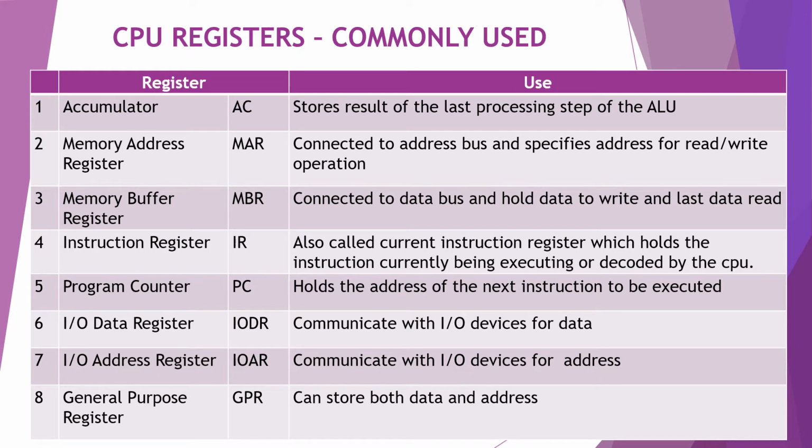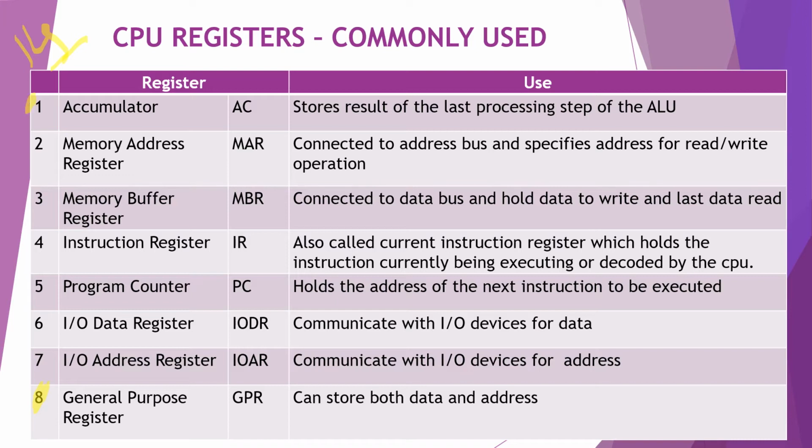So after the registers points, now let's see some commonly used registers. There are a total of 8 registers which are commonly used. We know that there are a total of 14 registers inside the processor, but 8 registers are commonly used. Now let's check out all the registers one by one.